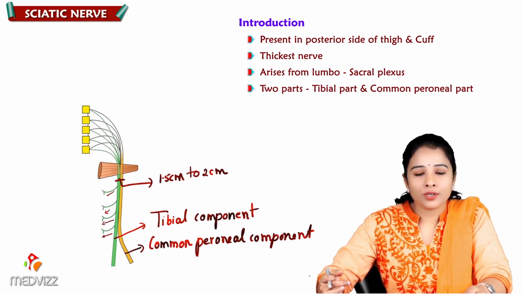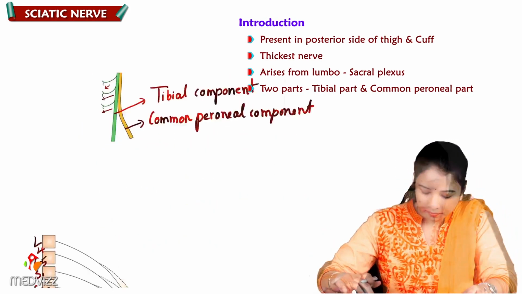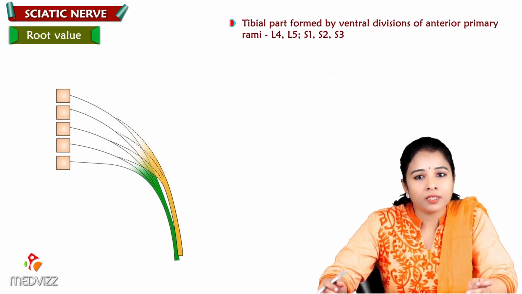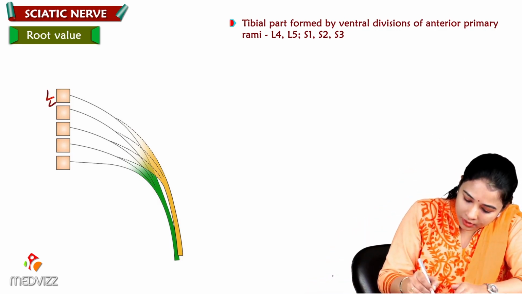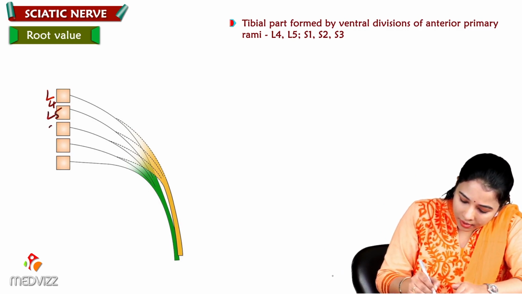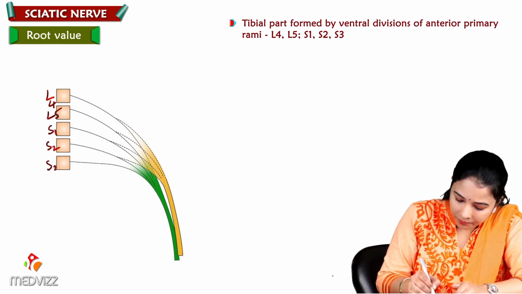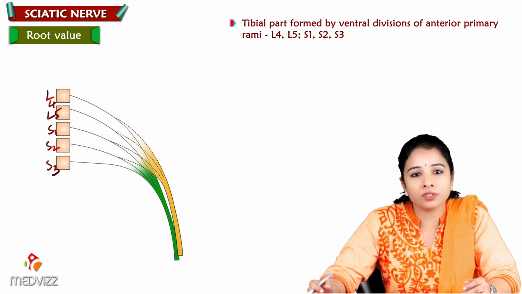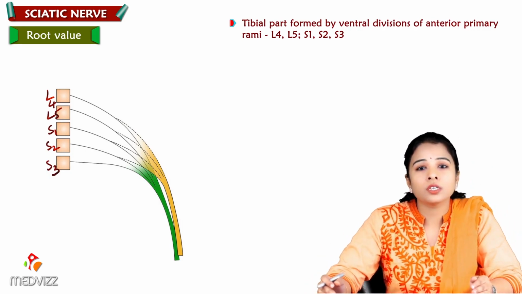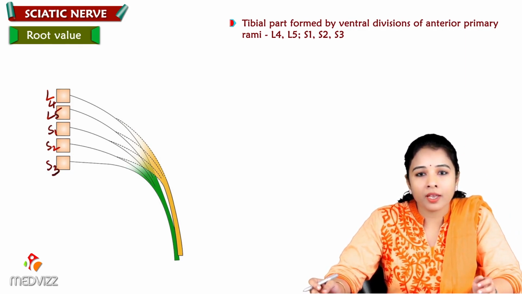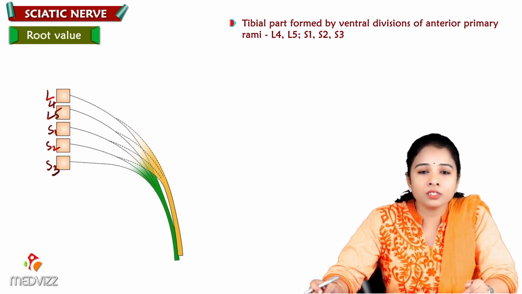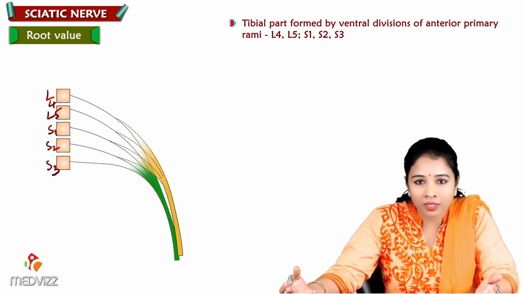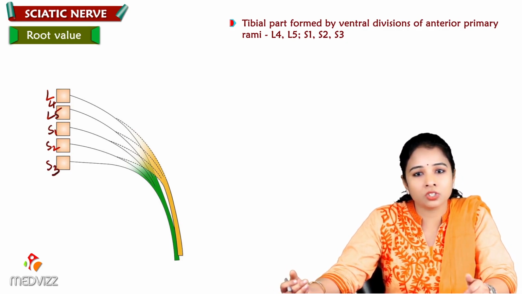So let's see the root value of these two components. As I said, it has the tibial and common peroneal parts. The tibial part arises from the root value of lumbar and sacral nerves, that is L4, L5, S1, S2, S3. These are the spinal segments which give rise to roots, and roots divide to form rami, anterior rami and posterior rami. The anterior rami give rise to plexuses, that is the brachial plexus in the upper limb and lumbosacral plexus in the lower limb.